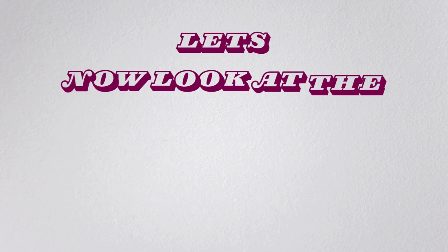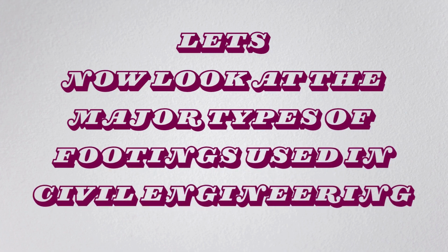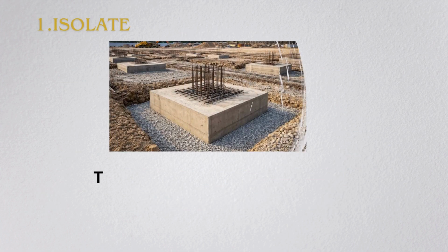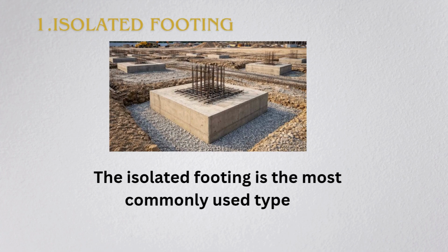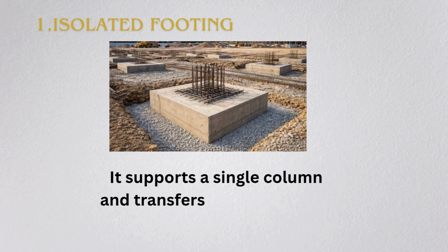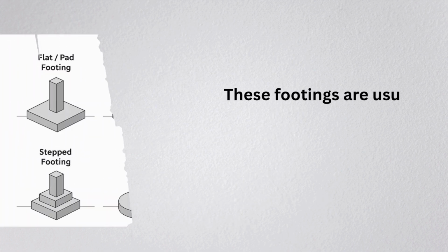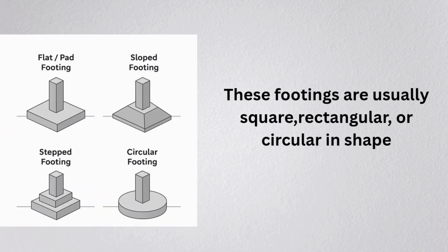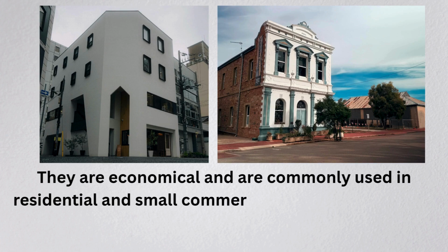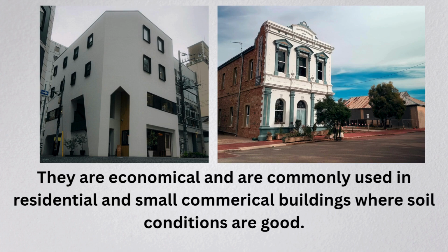Let's now look at the major types of footings used in civil engineering. 1. Isolated footing. The isolated footing is the most commonly used type of footing. It supports a single column and transfers its load directly to the soil. These footings are usually square, rectangular, or circular in shape. They are economical and are commonly used in residential and small commercial buildings where soil conditions are good.